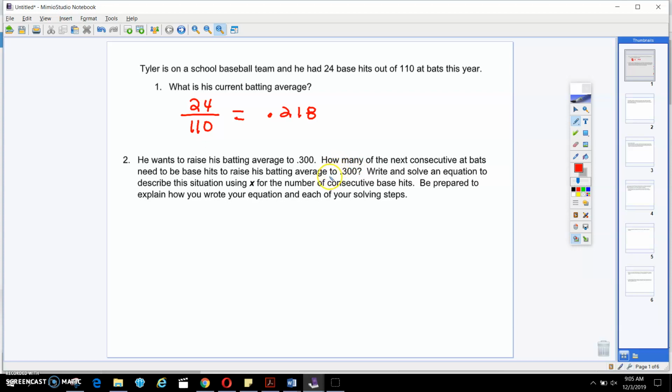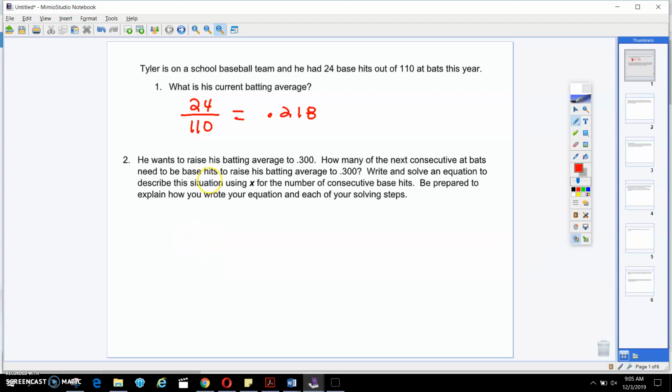He wants to raise his batting average to 0.30, right? So he wants to make 30% of his hits, right? Okay, how many of the next consecutive at-bats need to be base hits to raise his batting average to 0.30? Write and solve an equation to describe this situation using X for the number of consecutive base hits. Be prepared to explain how you write your equation and each of your solving steps.